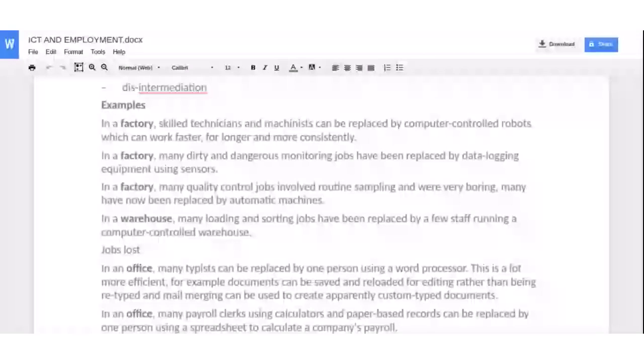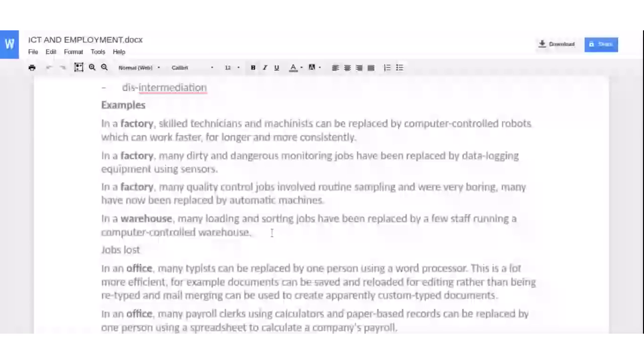For example, in a factory, skilled technicians and machinists can be replaced by computer-controlled robots, etc. So jobs, in the case of new skills, are lost. And then when you come to a place like the warehouse, it says many loading and sorting jobs have been replaced by a few staff running a computer-controlled warehouse.